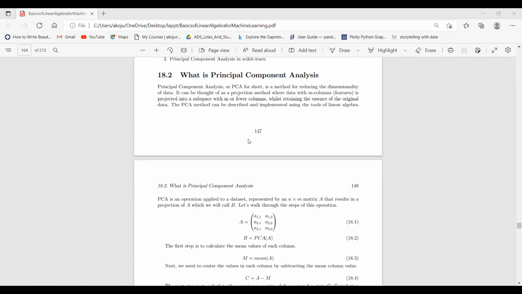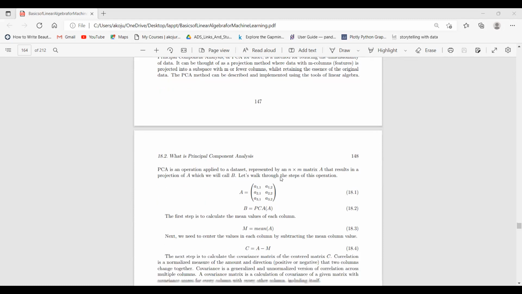fit for our line. So principal component analysis, PCA for short, is a method for reducing the dimensionality of data. As I said, if there is data with m columns, m features, it is projected into a subspace with m or fewer columns while retaining the essence of the original data. Whatever the essence of the original data, we need to keep that and reduce the columns, because if the correlation between some of the columns is very low, we can eliminate those columns.